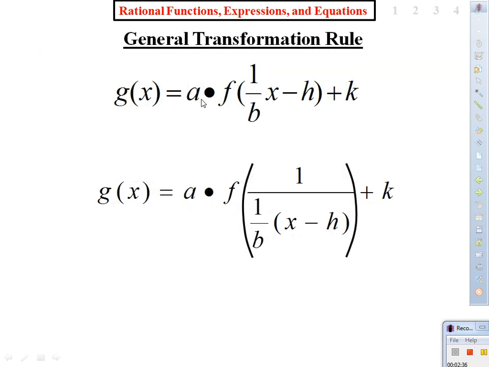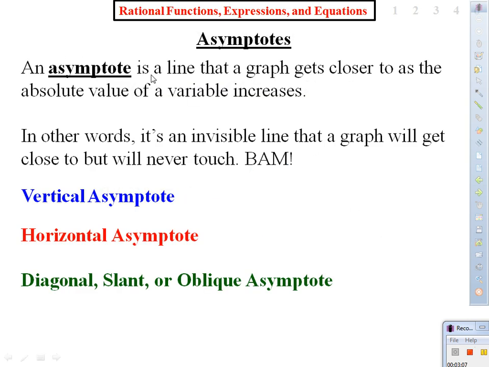So, quick recap. Last week, I brought back the general rule. Is that correct? But then I said our new rule for rationals would be this. And we said that it had the same kind of transformations within the rule. Is that correct? However, what did we say that H and K were? 2 different things for the rationals, right? Before, for the general rule, it was just a transformation moving it from right to left or up and down. But now they were also our asymptotes. What were asymptotes? Invisible lines that we get close to, but we never touch. And we worked on what? Vertical and horizontal. This week, we're going to cover oblique, slant, or diagonal.